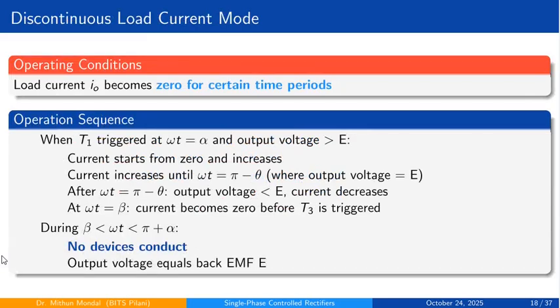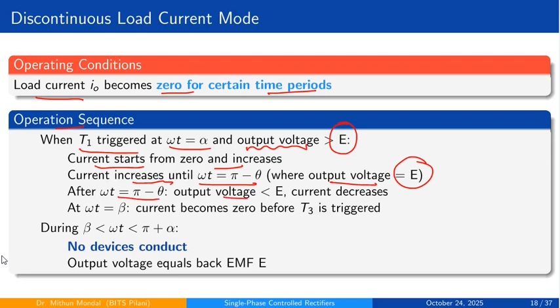In the discontinuous mode, the difference is that the load current will now become 0 for a certain time period. So that is what we call discontinuous. The operation sequence: when thyristor T1 is triggered at omega t equal to alpha, if the output voltage is greater than the battery voltage, then the current will start from 0 and increase. The current will increase until omega t equal to pi minus theta, where the output voltage is equal to the battery voltage. After that, the output voltage will be less than the battery voltage and the current will decrease. At omega t equal to beta, the current becomes 0 before T3 is triggered.